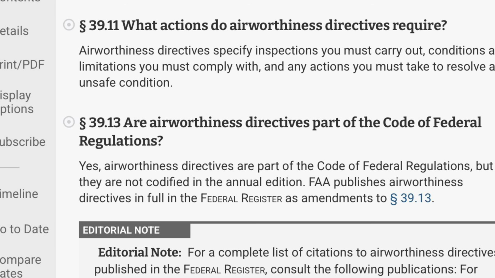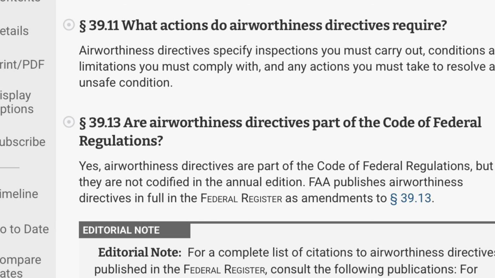Okay, the first thing we need to understand is what is an AD. An AD, or Airworthiness Directive, is issued by the FAA to address an unsafe flight condition for an aircraft. This also includes any component, part, or product thereof. And they are mandatory by federal law. They are mandatory because they are codified into Part 39 of the regulations. So every Airworthiness Directive is actually a law. It is an amendment to Part 39.